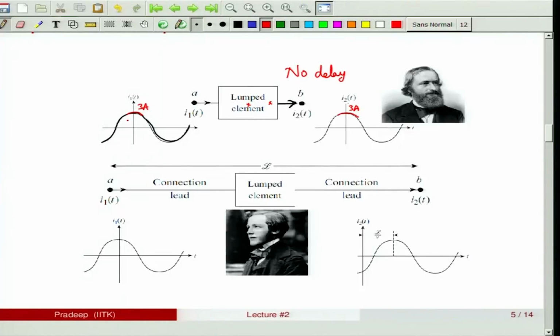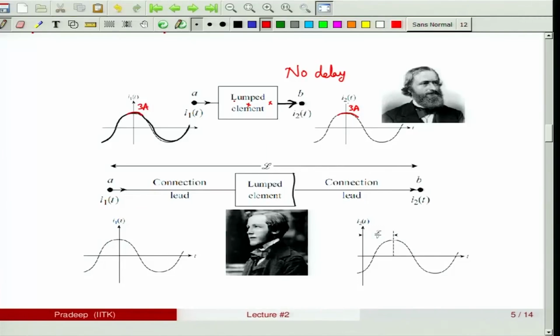In contrast, consider the case where we have the same lumped element that we used earlier, but now let us put down a connecting lead. We will make this wire much longer than what we have considered over here.